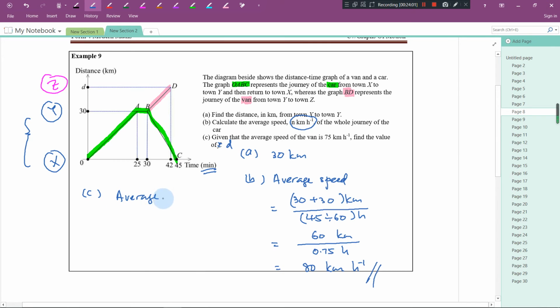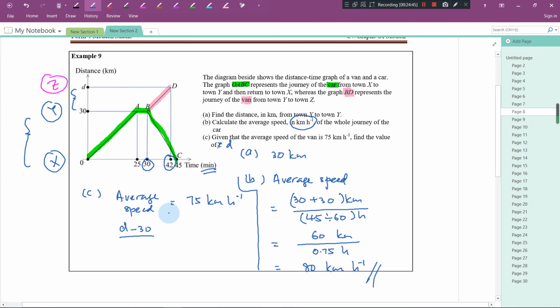The average speed given by the question is 75 kilometers per hour. Now we have to think, how do we get this 75 kilometers per hour? We need an equation. So for the total distance travelled, we take d minus 30, which is the distance between these two towns. And then divided by the time taken from 30 to 42. This is not 45, be careful. 42.